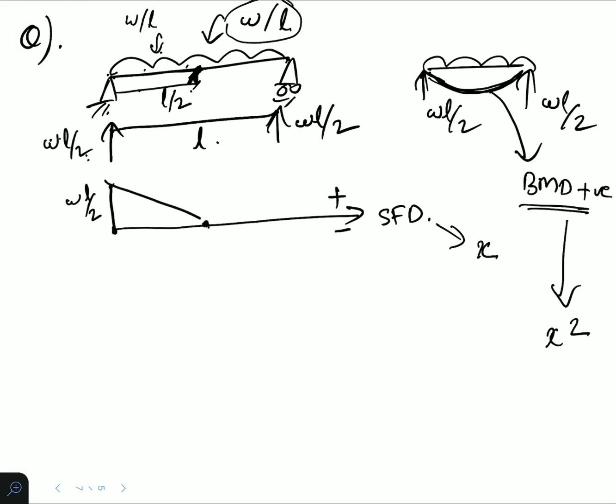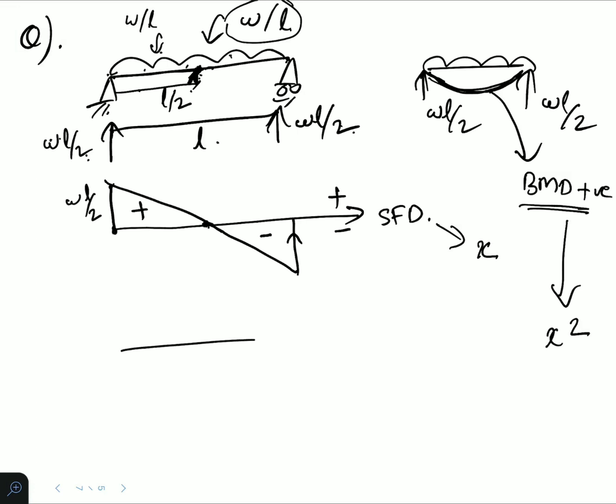So it will take 0 like this. Then after that, the load is causing a negative effect here. It is moving like this till it reaches a value of WL by 2 on the downside. So this will be our inclined straight line. The above value will be positive, below value will be negative. Okay, so this is our shear force diagram.